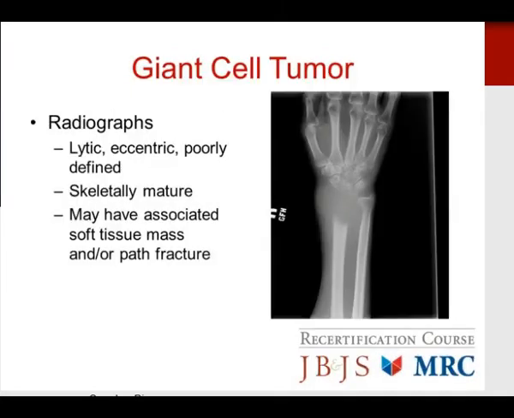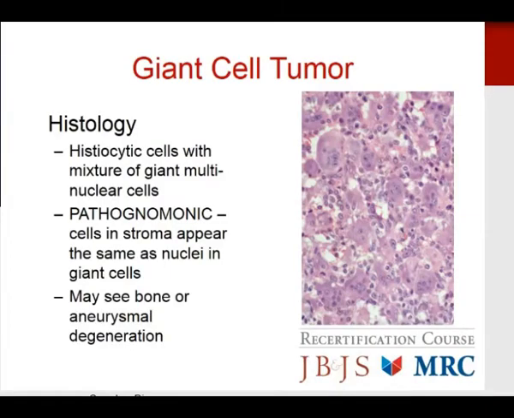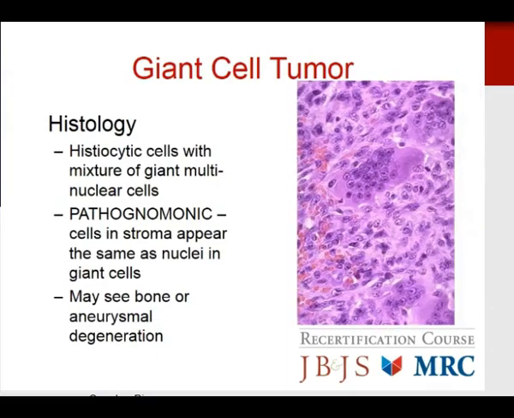But they may be lytic, eccentric, poorly defined once they progress if they've been ignored. The characteristic finding for a giant cell tumor on biopsy is that there are giant cells, but the giant cells have nuclei that appear the same as the stromal cells outside. And someone described this to me once, and it seems to make sense. These look like really big chocolate chip cookies with a bunch of chocolate chips in the middle, but then the chocolate chips have spilled around the edge. It kind of makes sense.